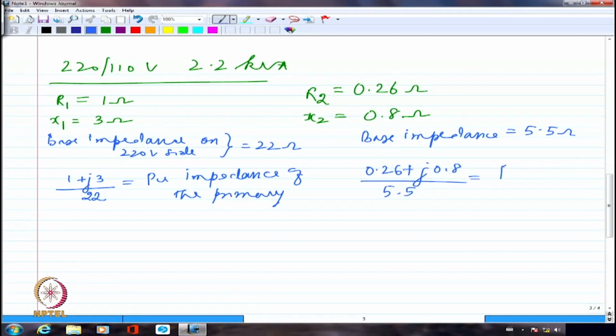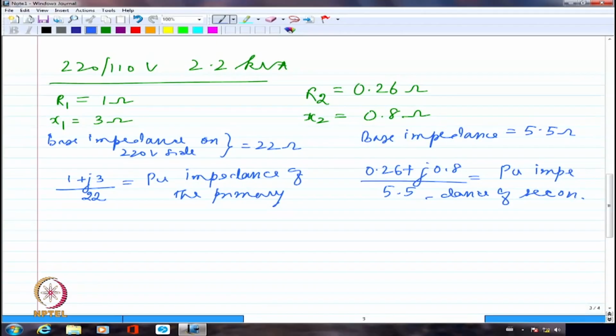Are you getting my point? Now you calculate the per unit. If you guys have the calculator, please try to calculate the per unit. Both of them should be almost comparable. I'm not saying they will be exactly equal, but they will be comparable. They will not be equal.